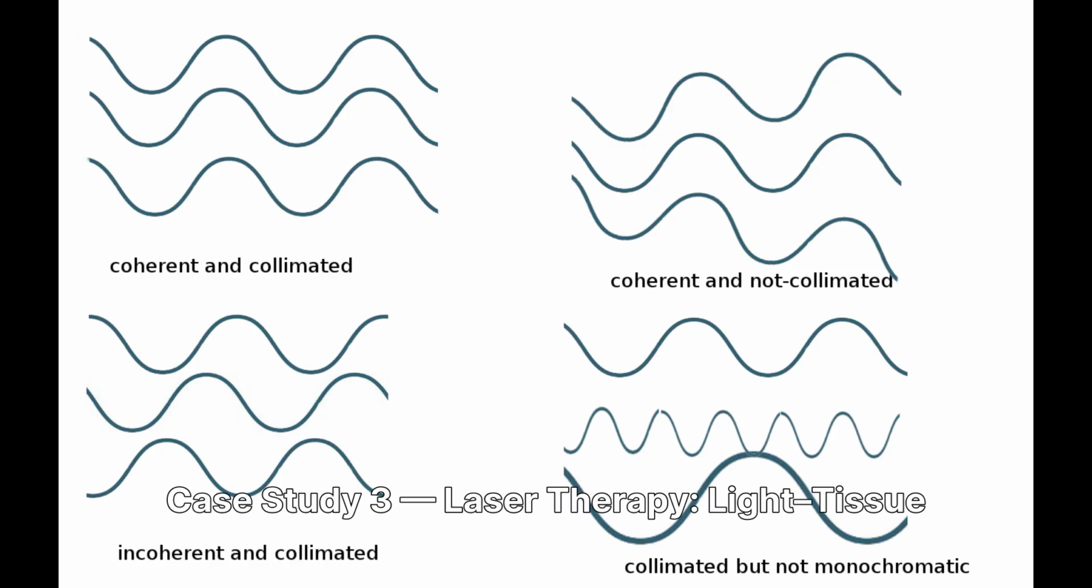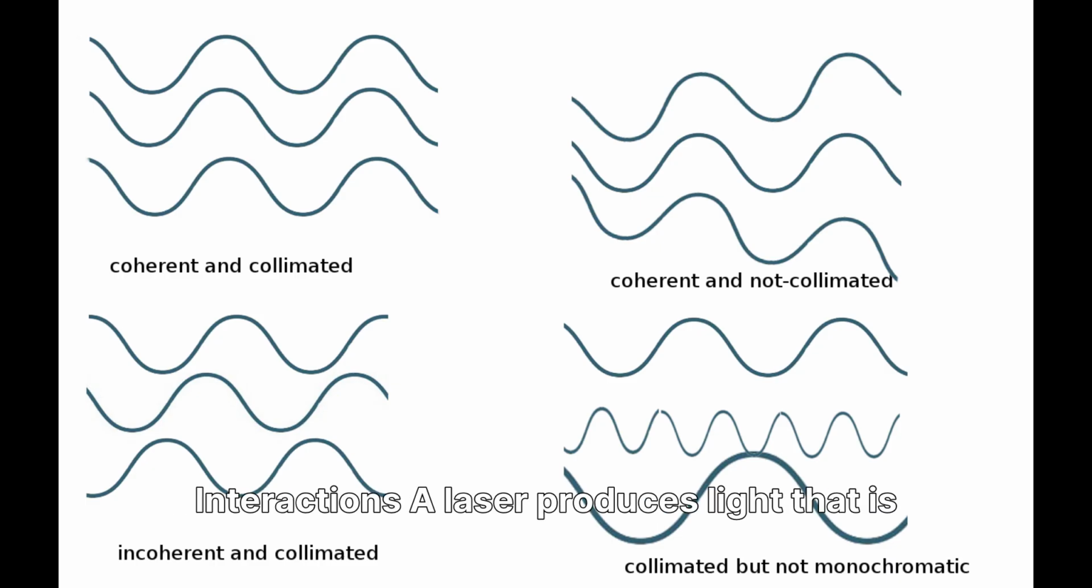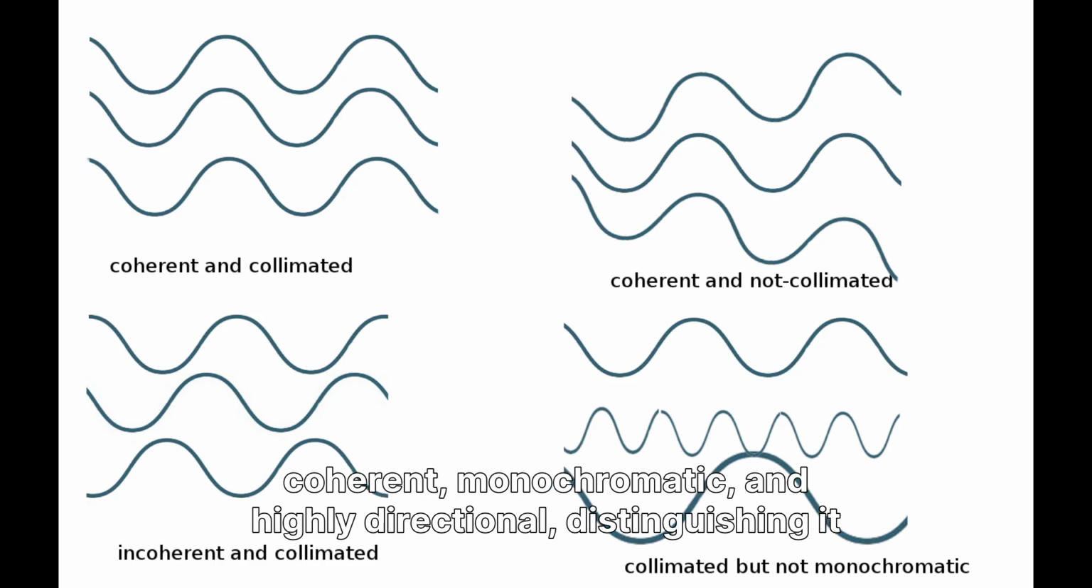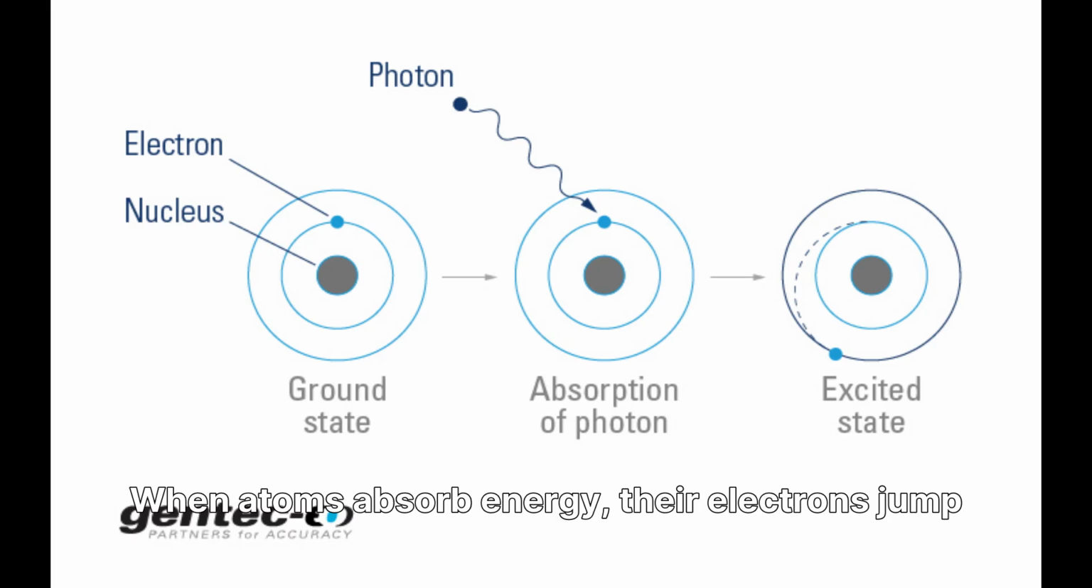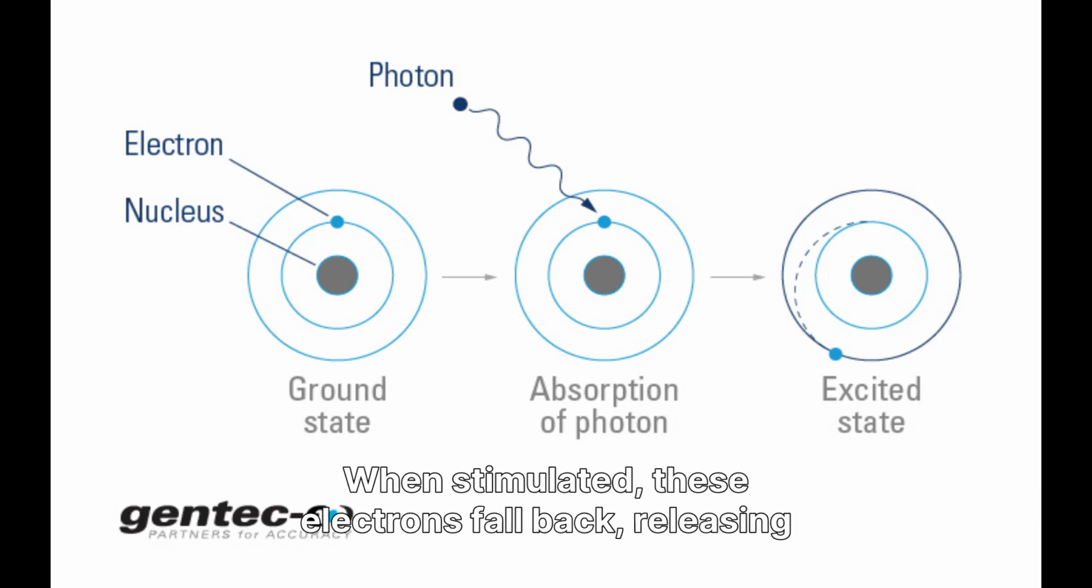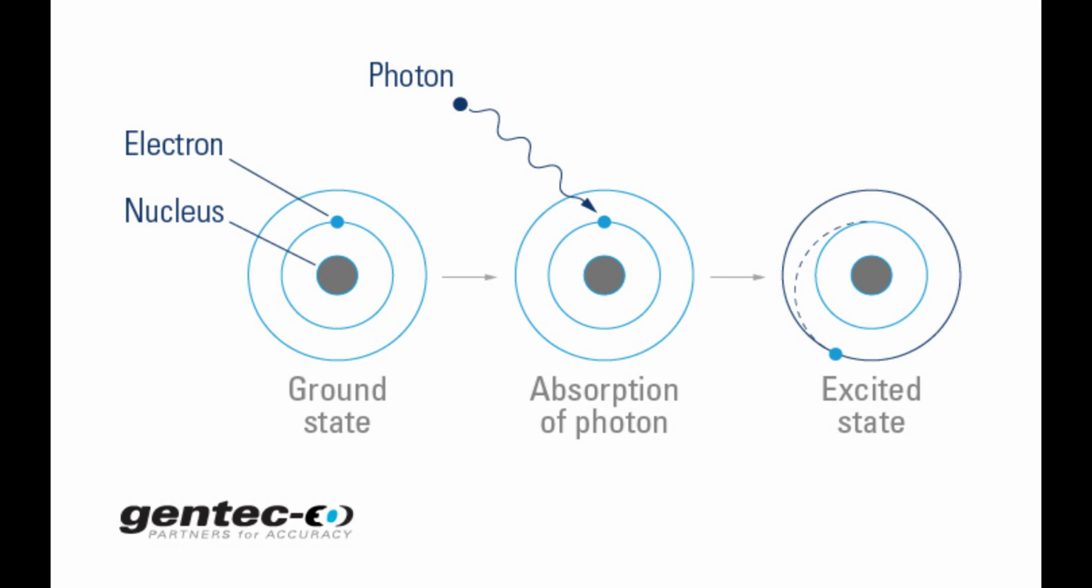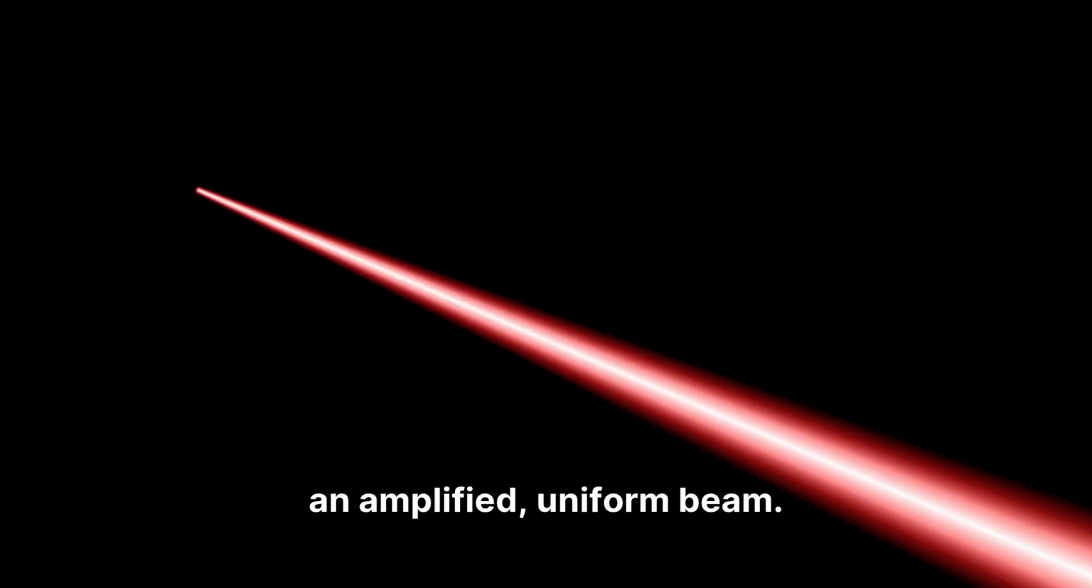Case Study 3, Laser Therapy: light-tissue interactions. A laser produces light that is coherent, monochromatic, and highly directional, distinguishing it sharply from regular light. When atoms absorb energy, their electrons jump to higher energy states. When stimulated, these electrons fall back, releasing precise photons. These photons then stimulate more emissions, producing an amplified uniform beam.